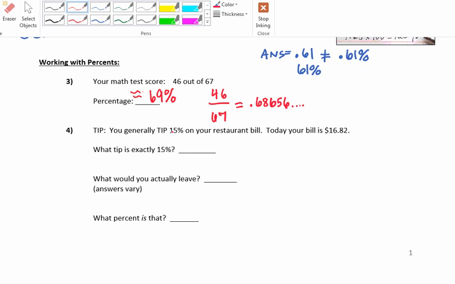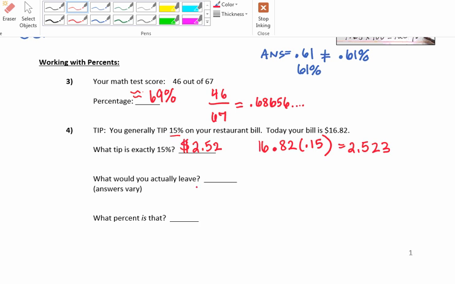What about a tip? You generally tip 15% of your restaurant bill. Today your bill is $16.82. What tip is exactly 15%? So to take a percentage of something, you would multiply. So 16.82 times 15%. That gives me 16.82 times 0.15. I end up with $2.52. It's actually 2.523, but again, since this is money, we would want to use 2 decimal places, $2.52.